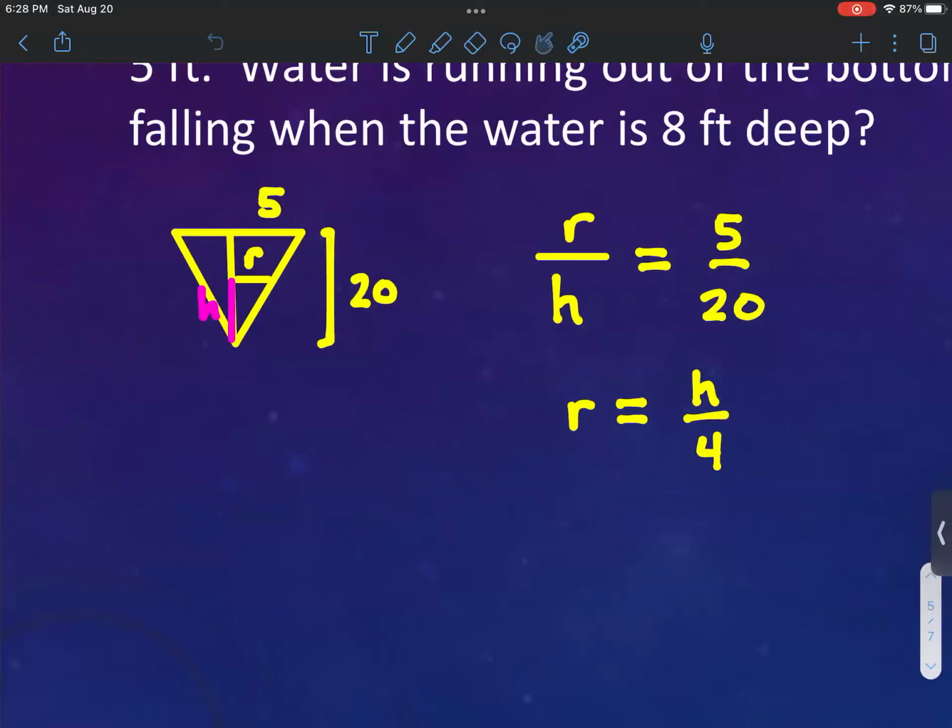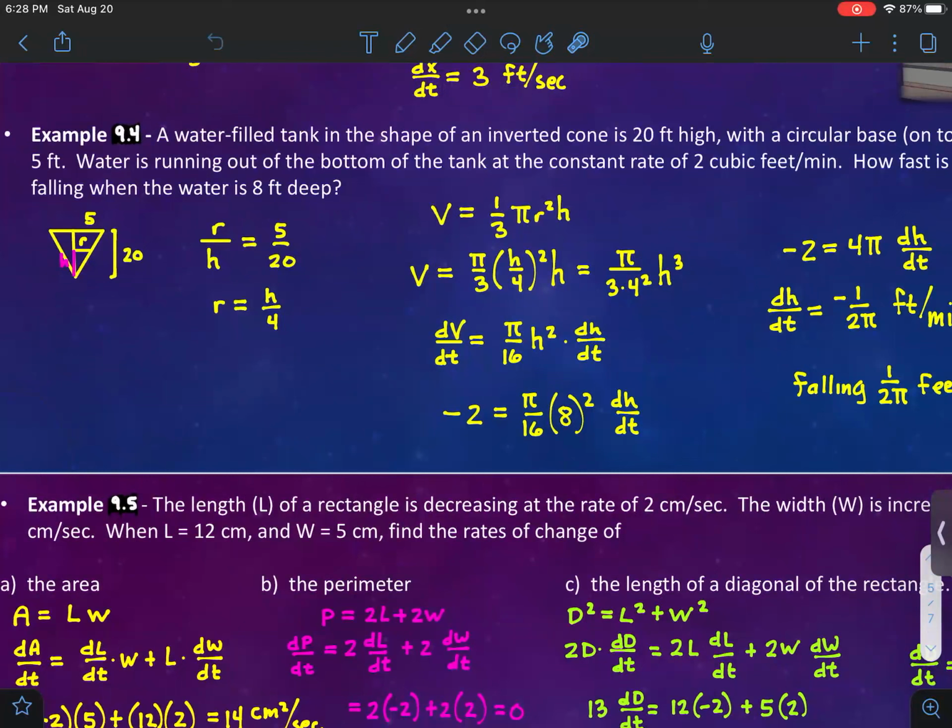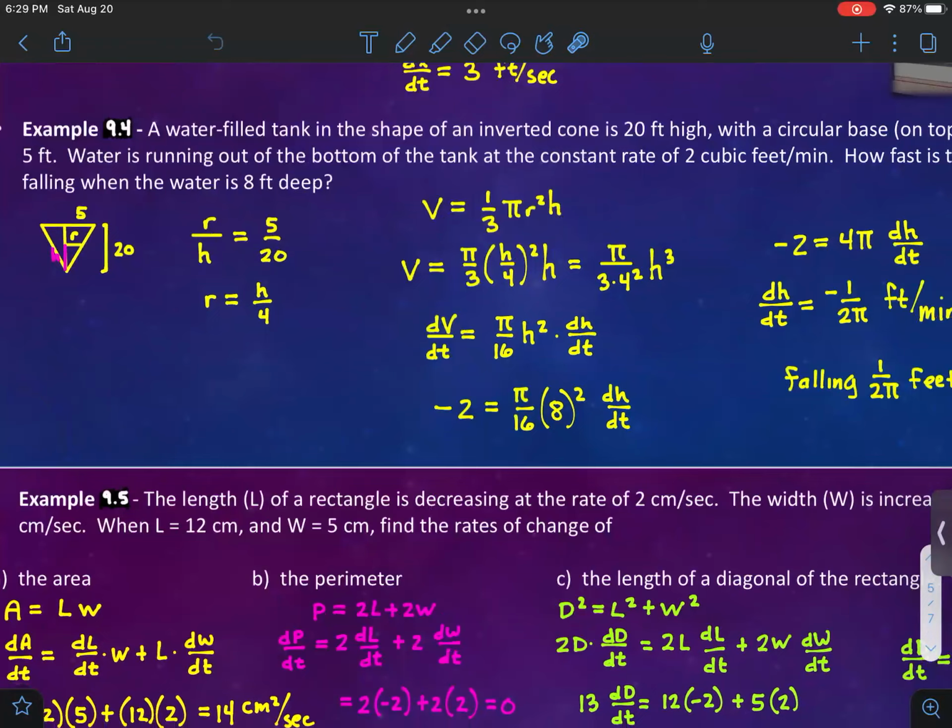And we might start with the formula that relates volumes and heights and radii of a cone right here from geometry. But I write it down and immediately I don't love it, because this just has a few too many variables from a differentiation standpoint. Okay, it could be done, but it'll end up being complicated.